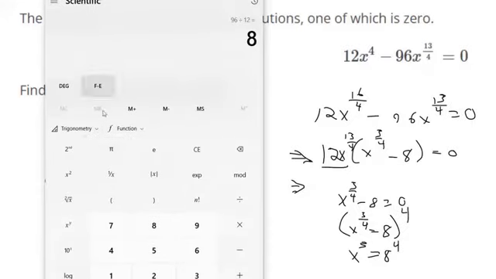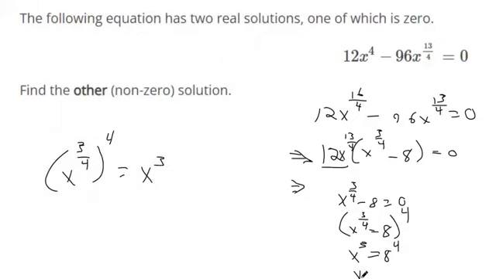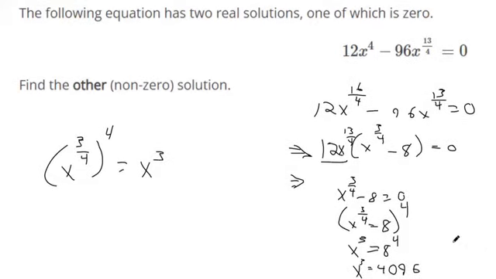And so if we do that with our calculator, 8 to the 4th is 4,096. x to the 3rd equals 4,096. So the last step to get x by itself is to cube root both sides.